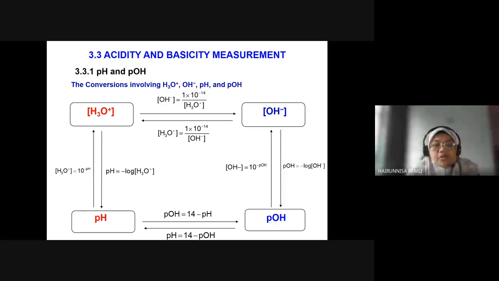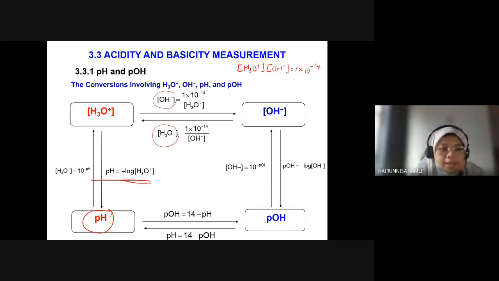Okay, so from H3O plus, okay, to get OH minus, 1 kali 10 kuasa negatif 14 over lah. Okay, based on tadi formula kan. Yang saya dah tulis tadi, H3O plus, sebab ini adalah formula dia, relationship dia, 1 kali 10 kuasa negatif 14. So untuk dapat OH minus, you just bahagikan lah. Ataupun nak terbalik pun sama juga, nak dapat H3O plus pun over saja. 1 times 10 to the power of negative 14 over OH minus. Okay, and then for H3O plus nak dapat pH pula, relationship dia pH is equals to negative log H3O plus. Or you boleh terbalikkan, sometimes dia bagi pH, dia nak you cari H3O plus.